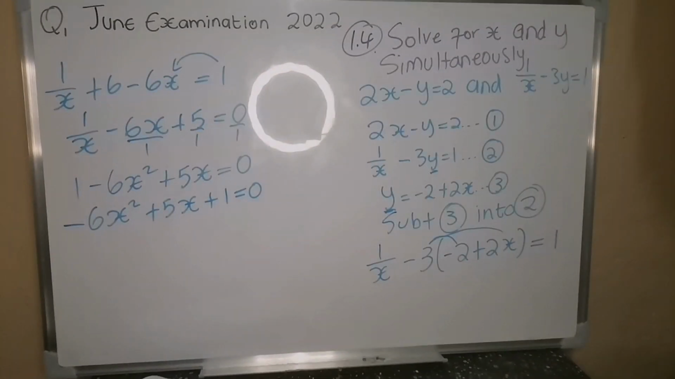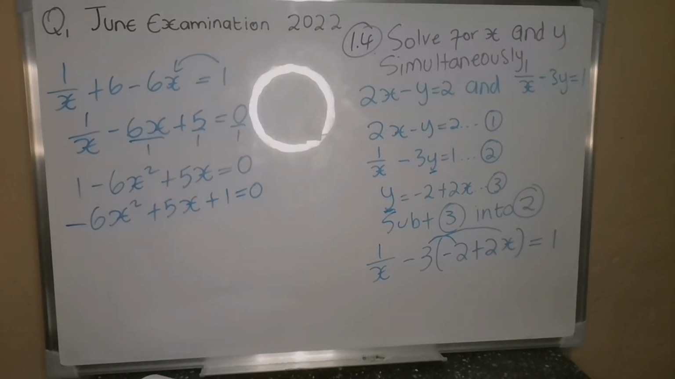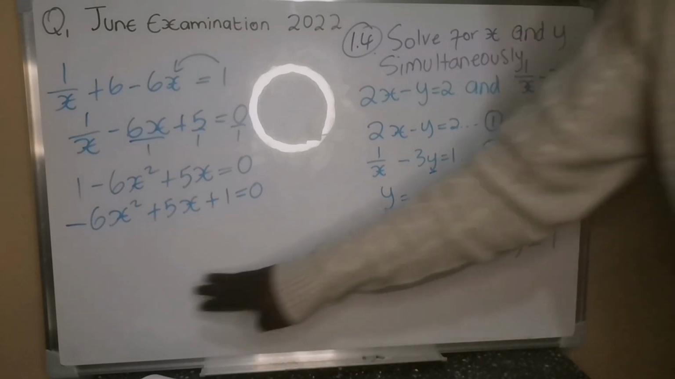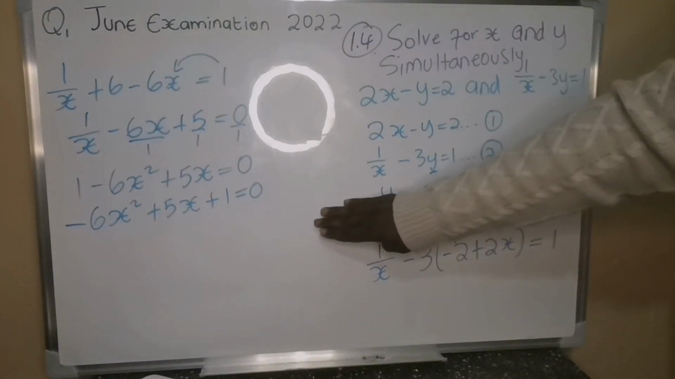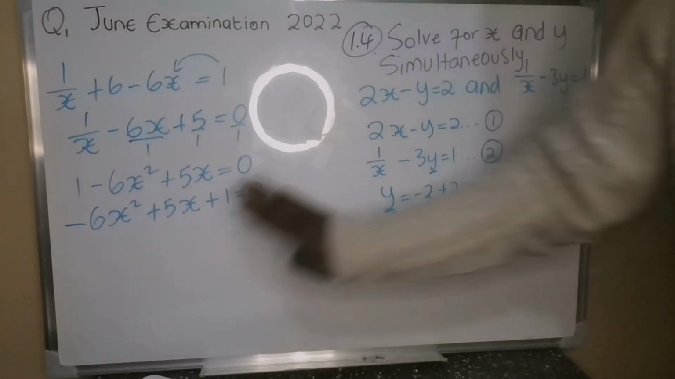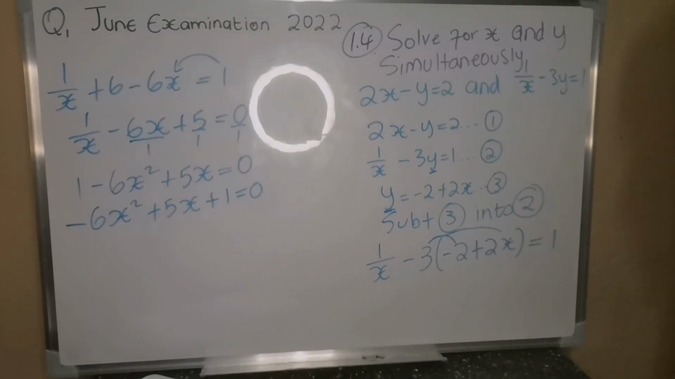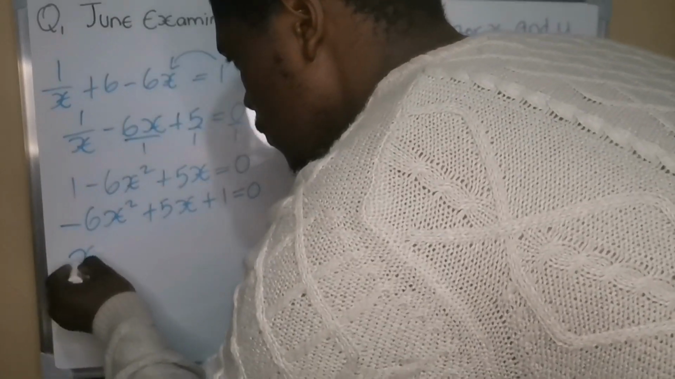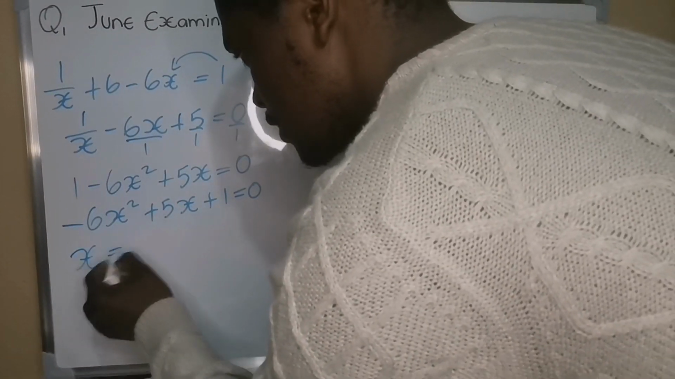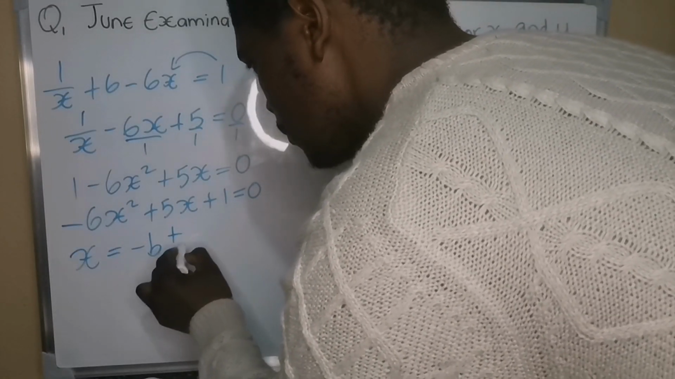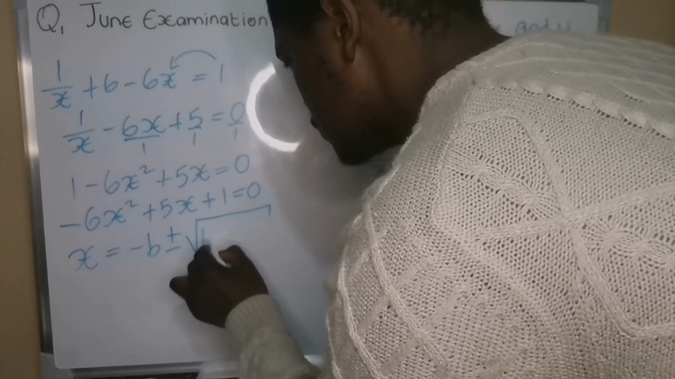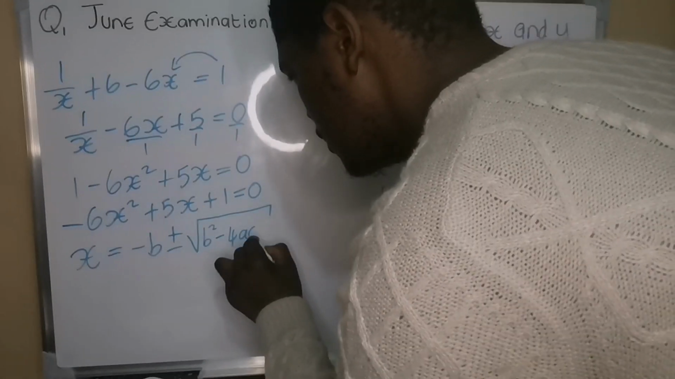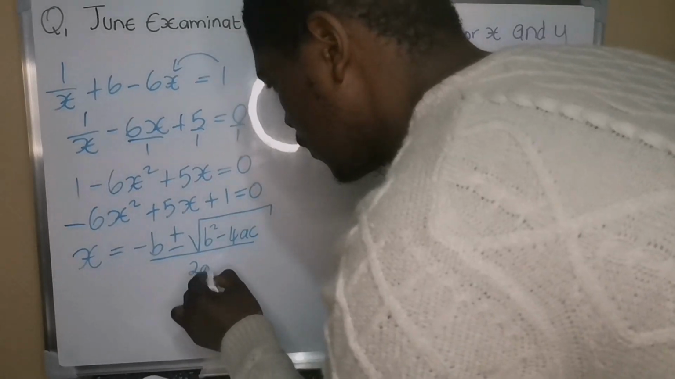Then, without breaking your mind, if we have an equation like this one, it's a quadratic equation. Therefore, apply the quadratic formula to solve for x. So x is equal to negative b plus or minus the square root of b squared minus 4ac, all divided by 2a.